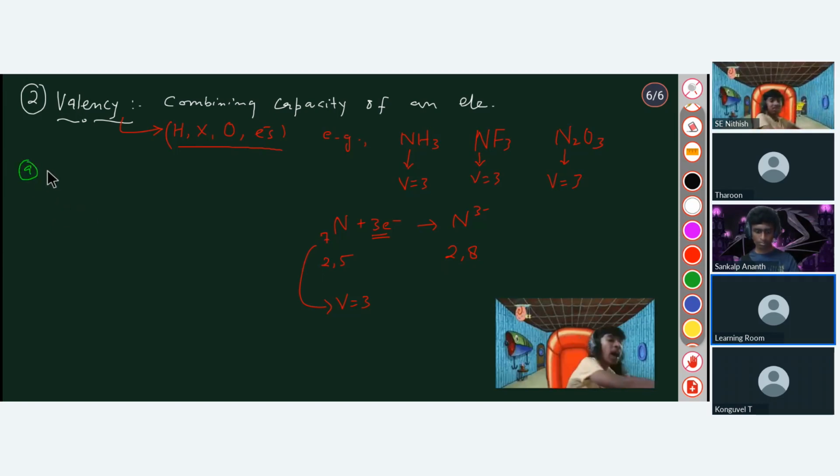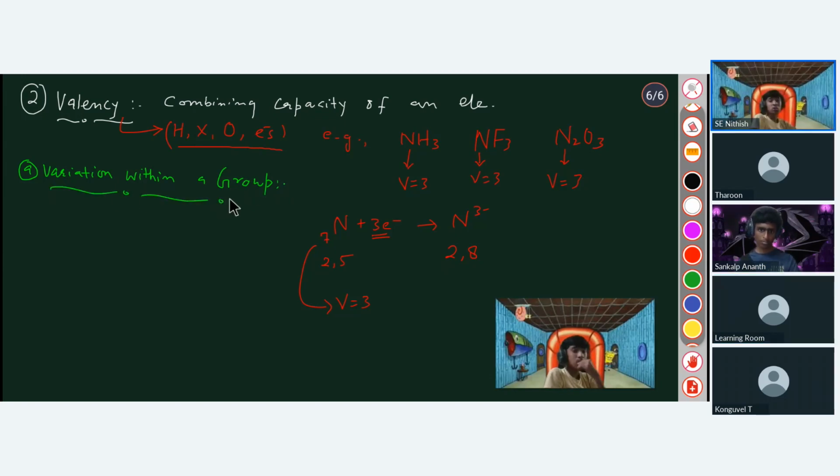Now what you have to remember is the variation or trend shown by valency along a period and within a group. First, let's see within a group. In a period it'll increase by 1, and in the group it'll increase by 2, 8, 8, 18, 18, 32, 32. You will remember that valency usually remains the same within a group.